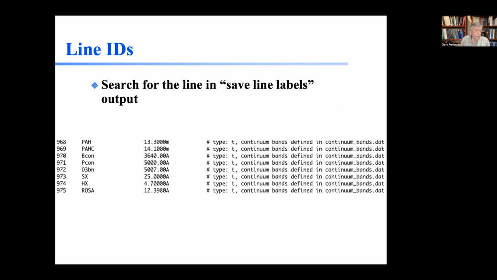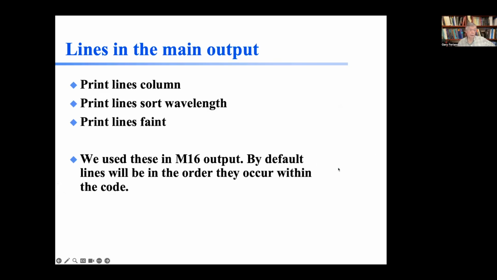The way you find a line in Cloudy is to go to the Save Line Labels output and find it. Some of these are weird labels. If you wonder what O3BN 507 is, this explains it. It is defined in the continuum band sub dat file, which is in the data directory. So you can figure out what that is.